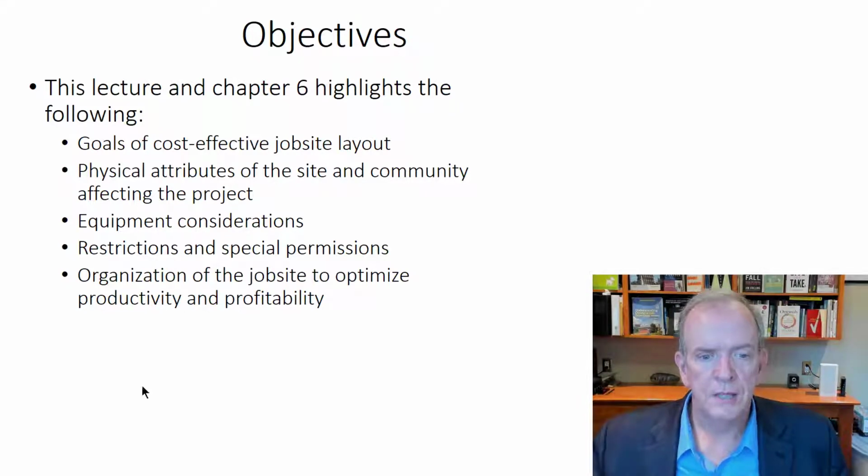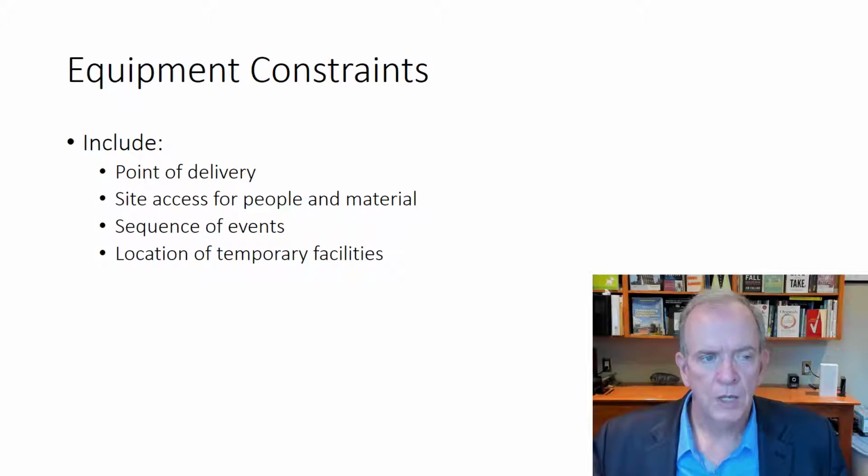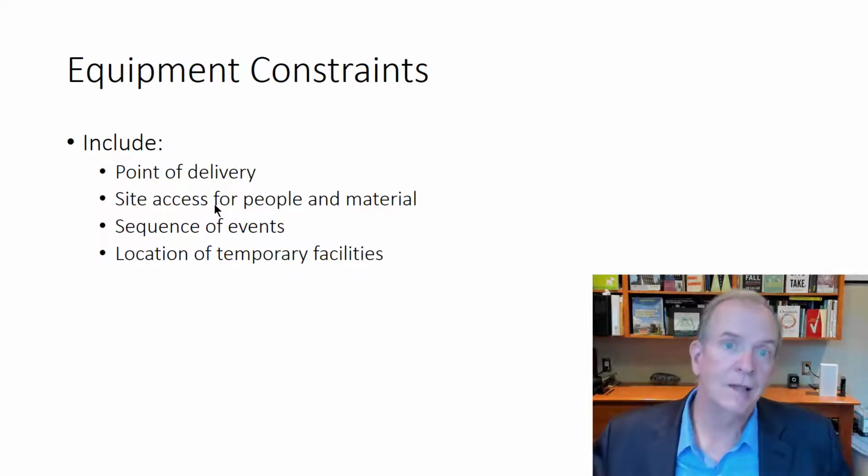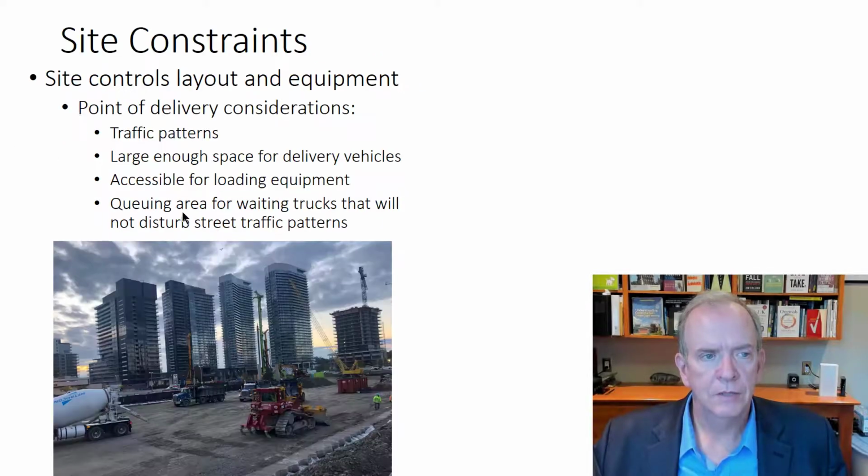And we'll also look at some examples of different areas where the job site's been organized, some samples that I've taken photographs of around, and discuss some of the things going on. So equipment constraints, point of delivery: can we get the size of the equipment onto the site? Can we get it accessible? Site access for people, we think about those areas as well. So we'll go through a bunch of these, and the sequencing and location of temporary facilities. So we'll get into that.